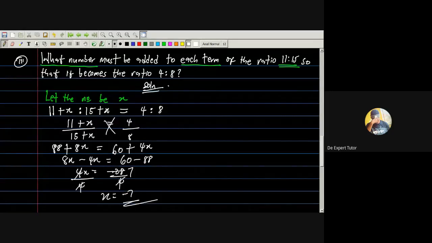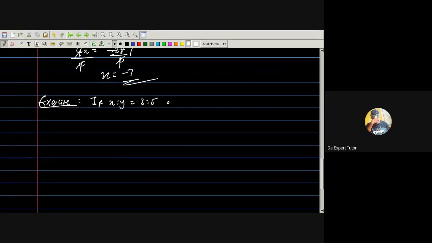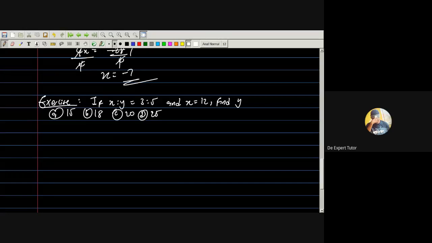Okay. See the question I have for you. Exercise. Just attempt this. Very, very simple. They said that if X ratio Y is equal to 3 ratio 5 and X equal to 12, find Y. Let's make it interesting to you by giving you options. Students love options very well. Okay, so this is classwork.